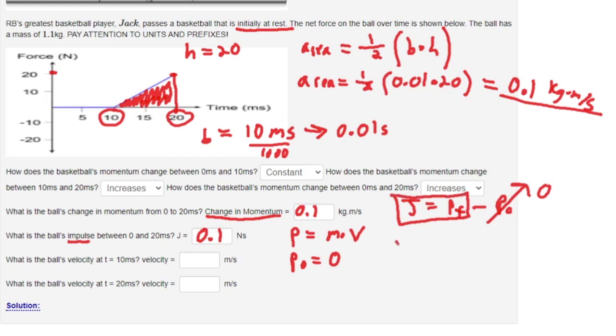And like I said before, final momentum is really just equal to mass times final velocity, so all we have to do is figure out the area under the curve from 0 to 10 milliseconds. Well, from 0 to 10 there's no area under the curve. Since there's no area under the curve, that means there's no impulse. If impulse is 0 and our initial momentum is 0, then our final momentum needs to be 0. So in this case, the ball is not moving for the first 10 milliseconds.